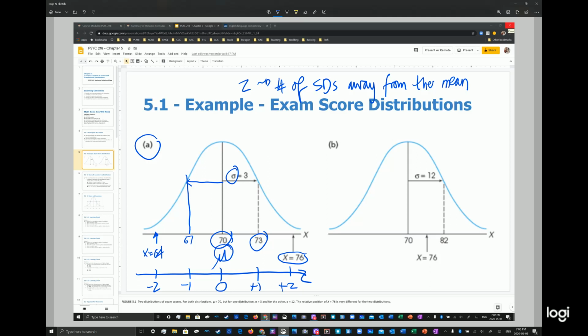So here's another one. Notice, in comparison to distribution A, you've got the same x value here at 76. You have the same population mean, which is 70. There is one change in distribution B that is different from distribution A, though. Take a moment and see if you can figure out what the difference is. You'll see that distribution B has a sigma of 12, which is not the same as distribution A with a sigma of 3. That is, the standard deviation is a lot larger in B.